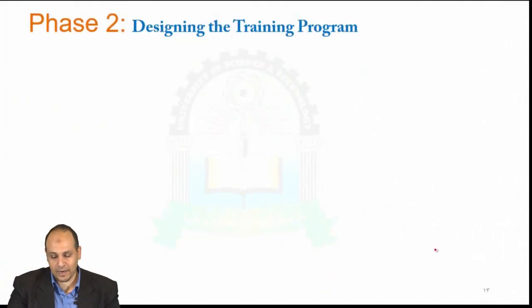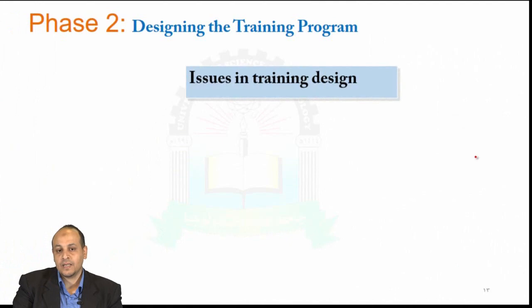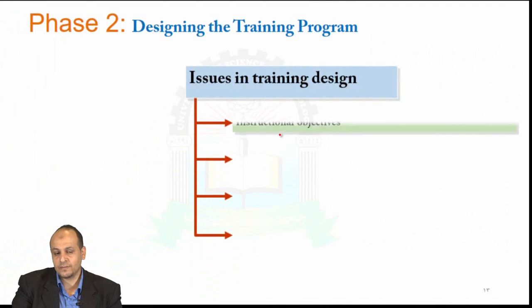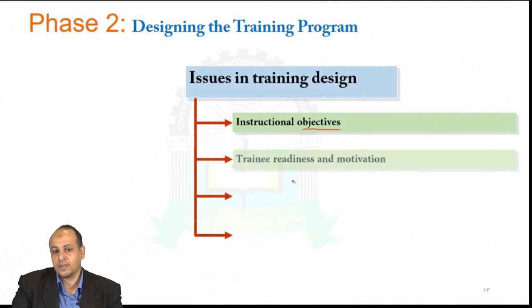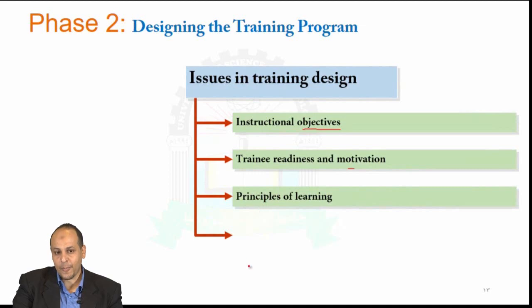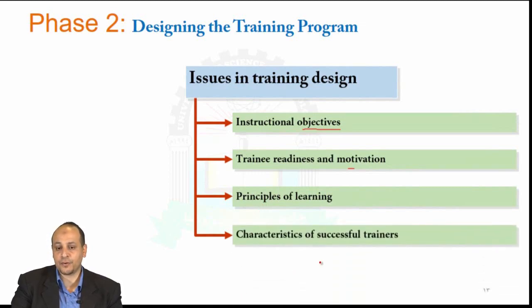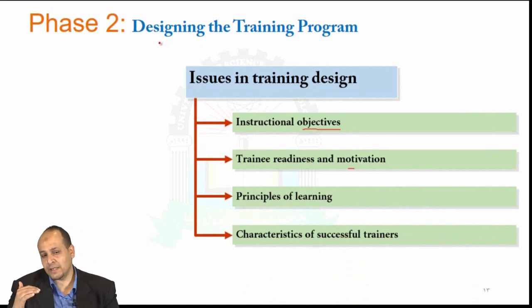Now, designing the training program, the second phase here. Issues we have to take into consideration as we design the program are as follows. First of all will be the objectives, instructional objectives, the trainee readiness and motivation, the principles of learning, and the characteristics of successful trainers. So remember, designing the training program is actually the core element of training. If this is done improperly, the outcome of training and the evaluation will not be good. So better we do it right from the first step.